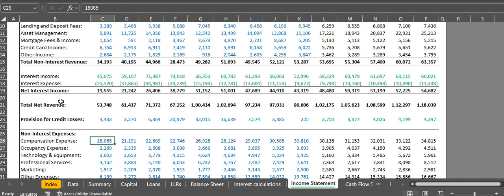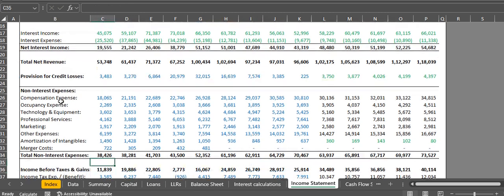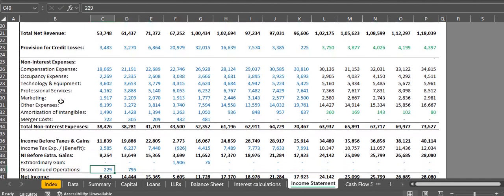Then there's the non-interest expense: compensation expense, occupancy expenses, technology and equipment, professional services, marketing, other expense, amortization of intangibles, and merger cost. So these are some of the expenses, and this is the total non-interest expense. Then we have the income before taxes and gains. So it is total revenue, minus provision for credit losses, minus the non-interest expenses. Then this is the income before taxes and gains.